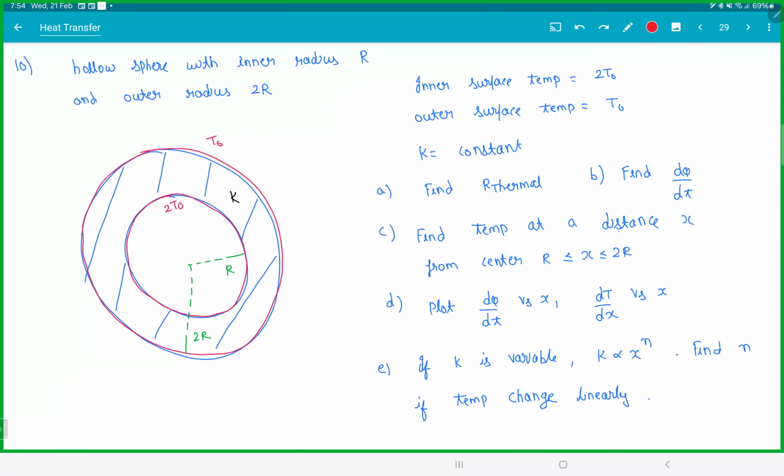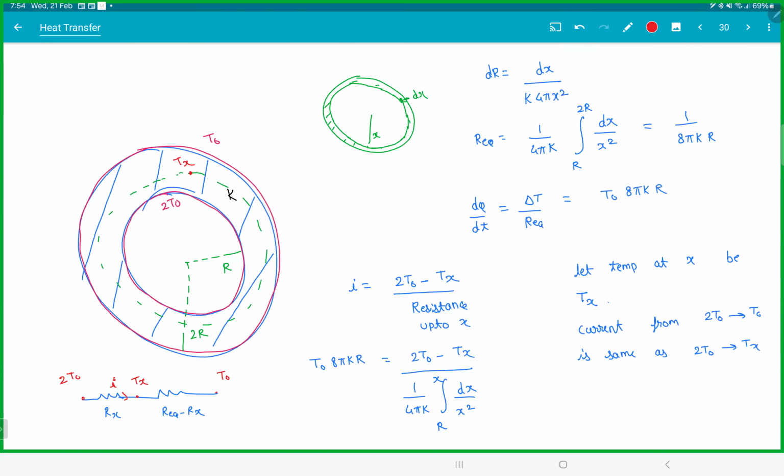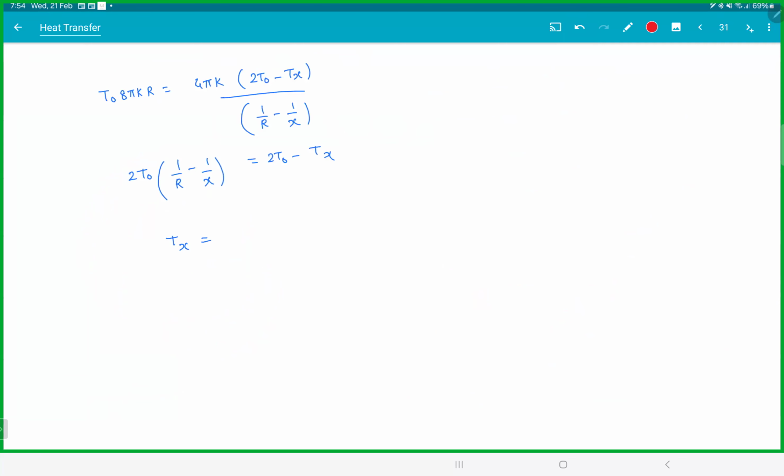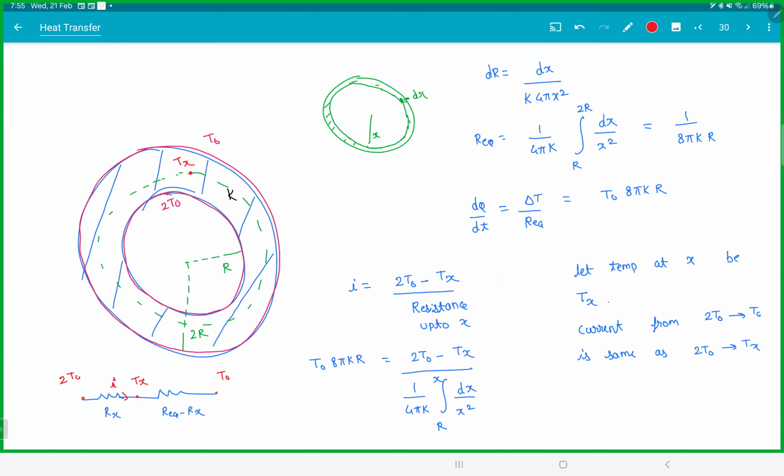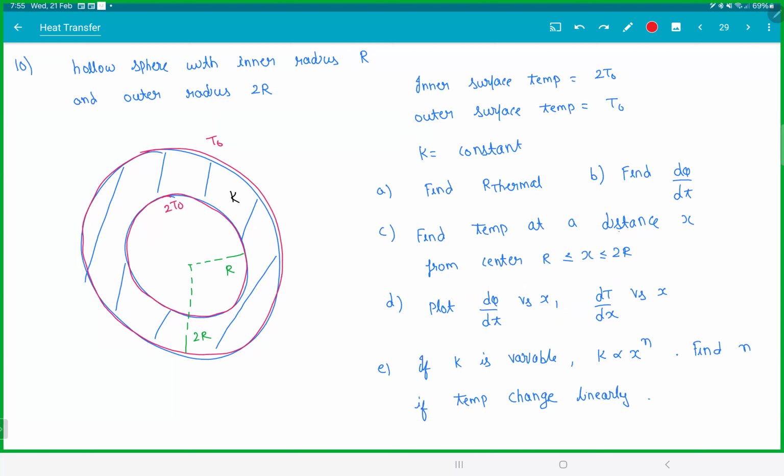What's the next one? Plot the graphs dq by dt versus x and dt by dx versus x. Temperature gradient versus x and heat flow versus x. Do have a look at this page. I'll show back the questions. Any doubts? Anyone not convinced with this? That's the integration there. Meaning integration is fine. We'll get it. Still, there are two more parts. E part is a good one.